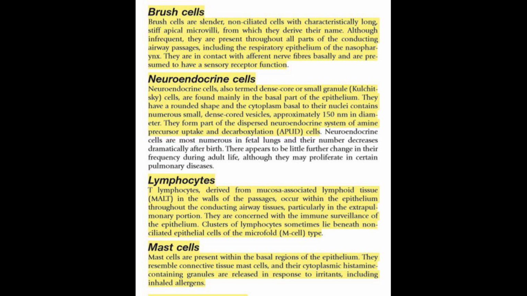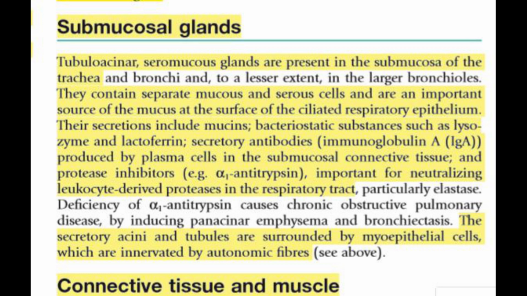Lastly, we have the submucosal glands. Submucosal glands include the tubular-acinar seromucous glands that are present in the submucosa of the trachea, mostly in the trachea and to a lesser extent near the bronchioles. They contain separate mucus and serous cells that are the main source of mucins, bacteriostatic substances like lysozyme and lactoferrin, antibodies, mostly immunoglobulin IgA, plasma cells, and the protease inhibitor alpha-1 antitrypsin, neutralizing leukocyte-derived proteases.